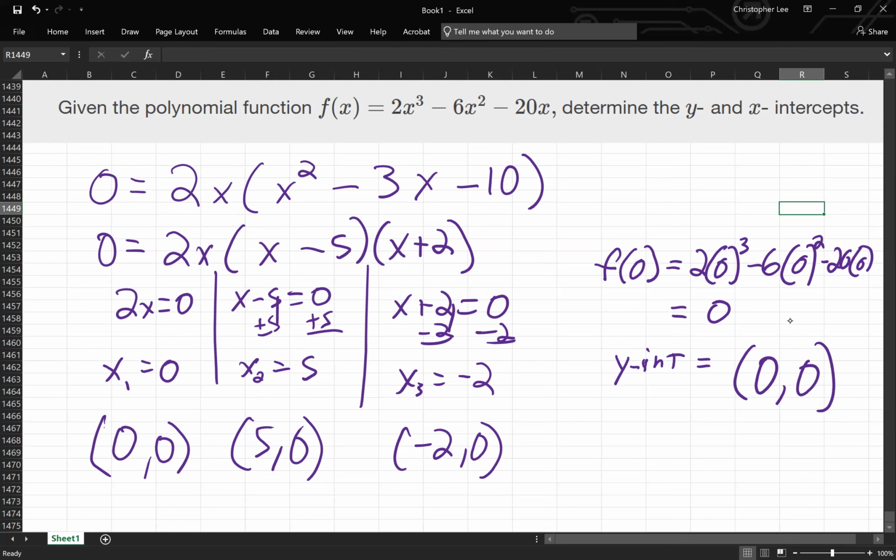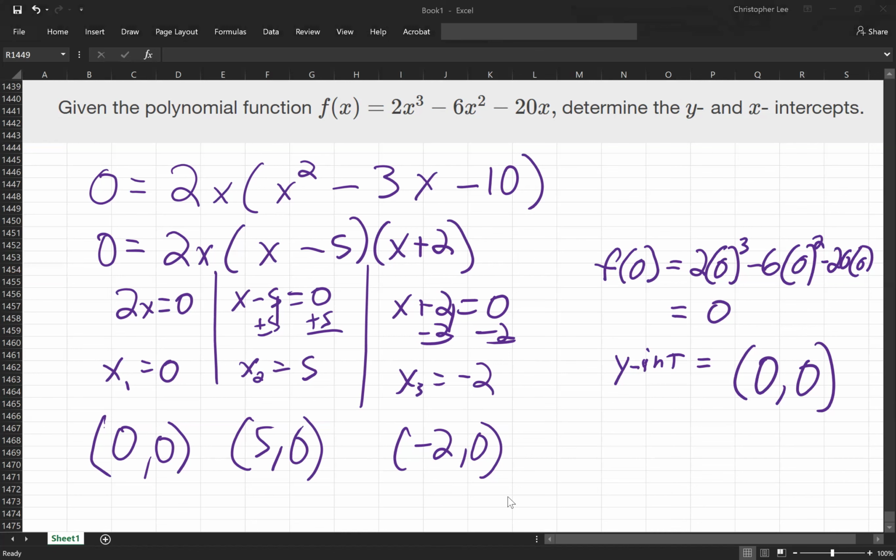It's possible to also have it pass through the origin like that and be an x-intercept and a y-intercept at the same time. So we good? I don't think I gave you any questions that hard on the homework, and definitely not on the test. That's way too hard.